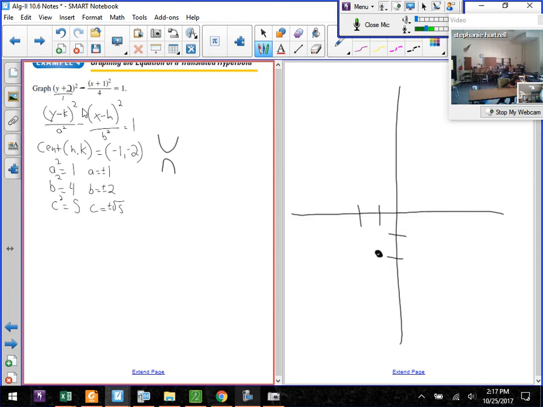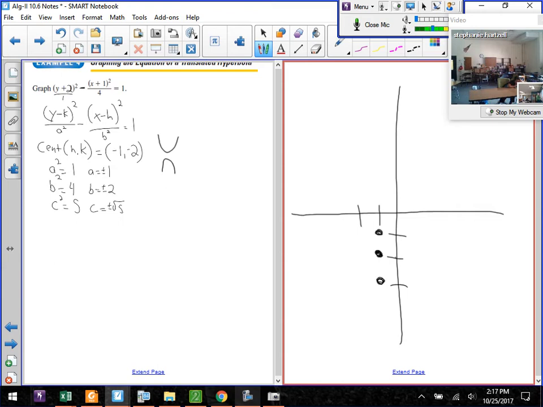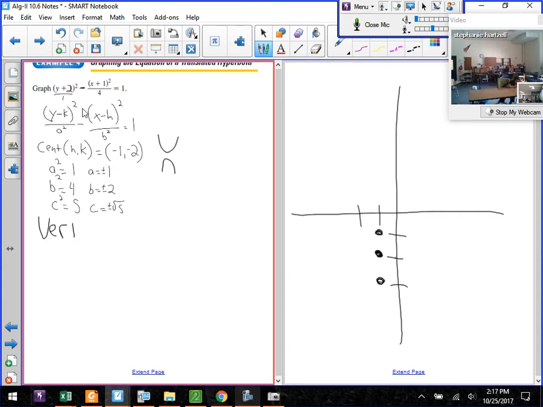I now know that my a value is 1, so I have to go up 1 and down 1 from the center. If my center was at (−1, −2), I go up 1 and down 1. So now my vertices are located at (−1, −1) and (−1, −3).